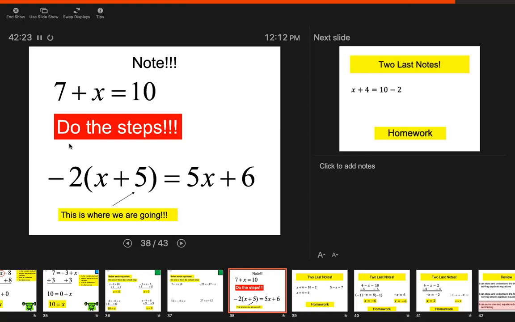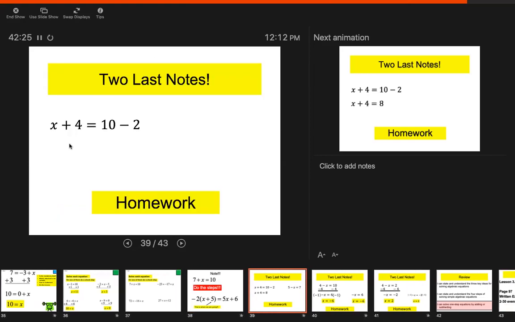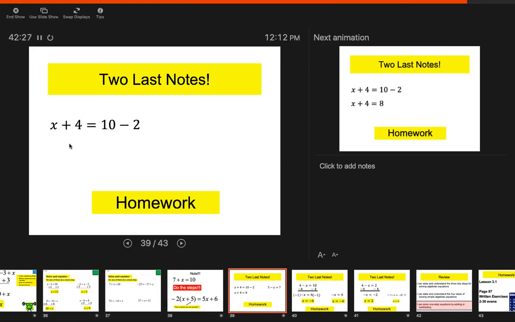All right. Everybody look at the board. That's a good question. Last 2 notes, because I knew you were going to ask this question. For homework, you might have something that looks like this. Guess what your first step should be? 10 minus 2. How about we simplify both sides and we do 10 minus 2? What is 10 minus 2? 8. And then you can solve it from there.